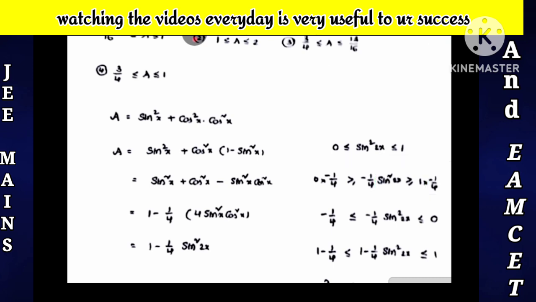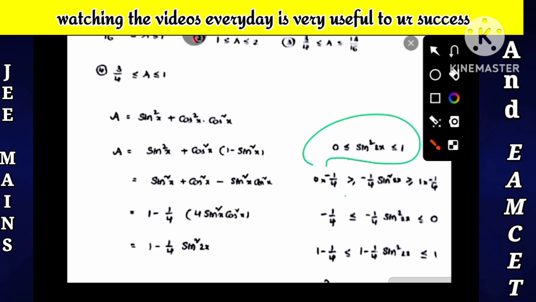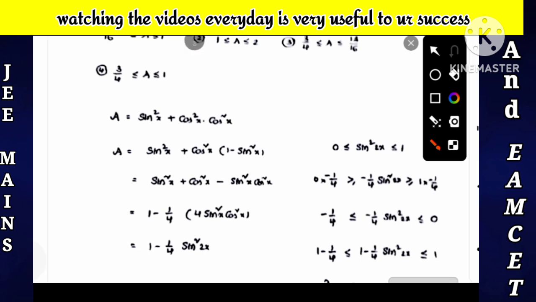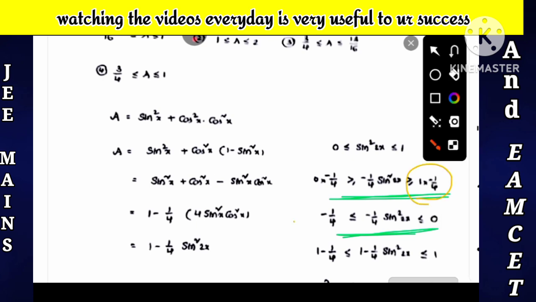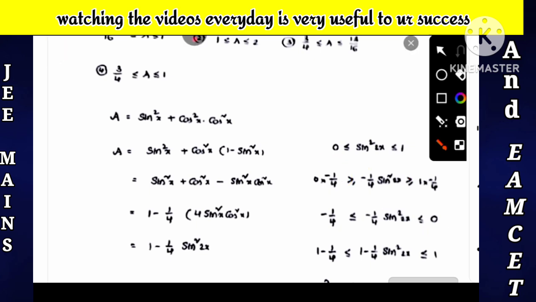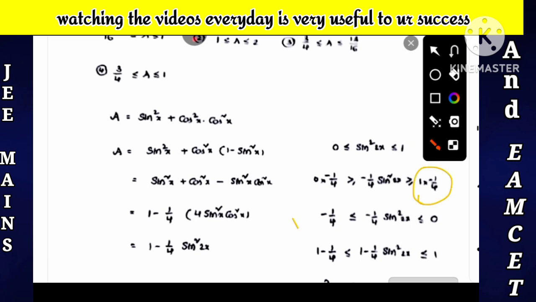Simply apply the value minus 1/4 to this, and the less than or equal to becomes greater than or equal to. Now I am writing this greater than or equal to as less than or equal to. First take this value: 1 into minus 1/4 is equal to minus 1/4, which is less than or equal to minus 1/4 into sin²2x, which is less than or equal to 0 into minus 1/4, which is equal to 0.